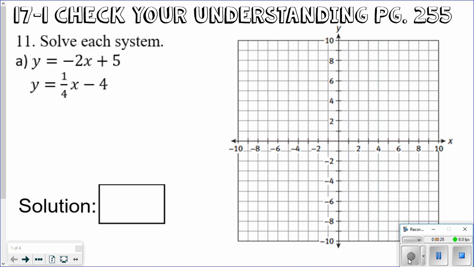So the first problem is y equals negative 2x plus 5, and that's already in slope-intercept form. So we're going to start by plotting our y-intercept, which is 5. Our slope is a negative 2, or we could think about that as a negative 2 over 1. So my rise is negative 2, and my run is 1. And because it's a negative, my line needs to be decreasing. So down 2 over 1.